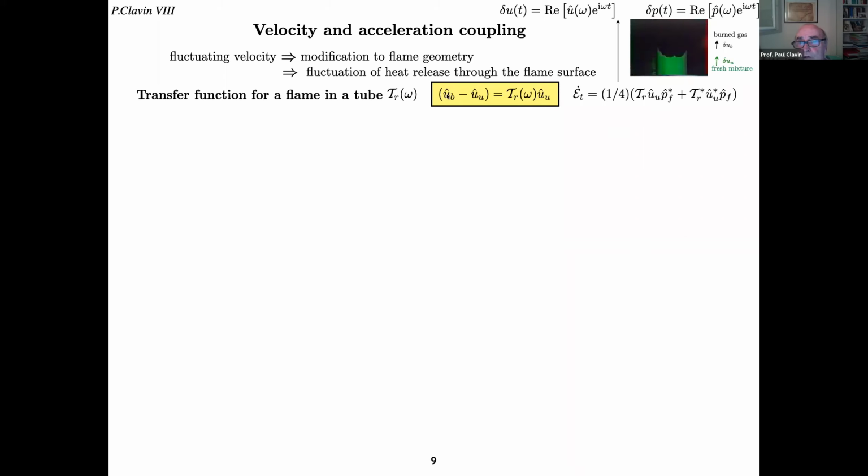Said in other words, the difference of velocity acts like a fluctuation of volume, you see? So this is like a loudspeaker. Okay, so now this is the definition of the transfer function in the tube.